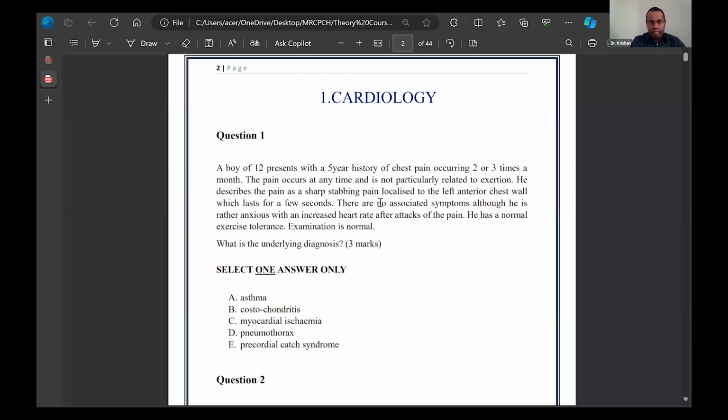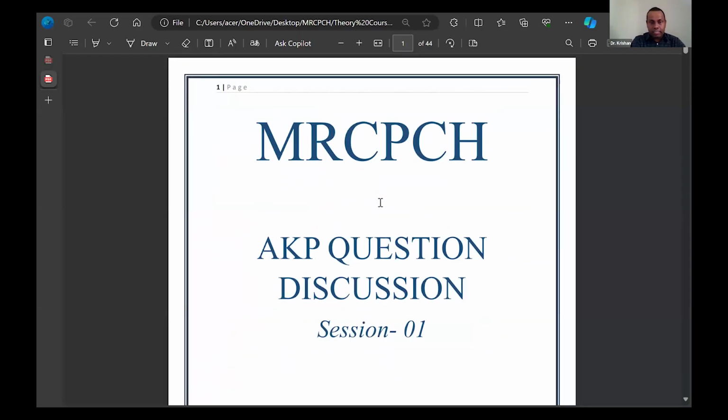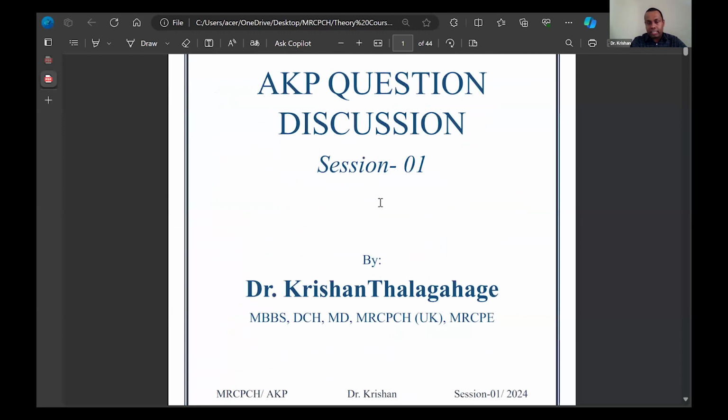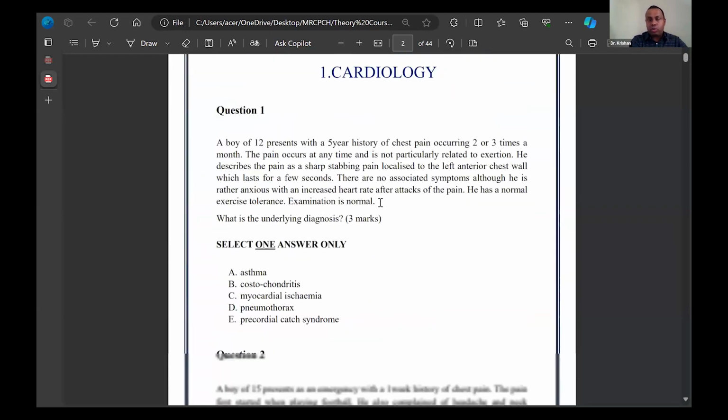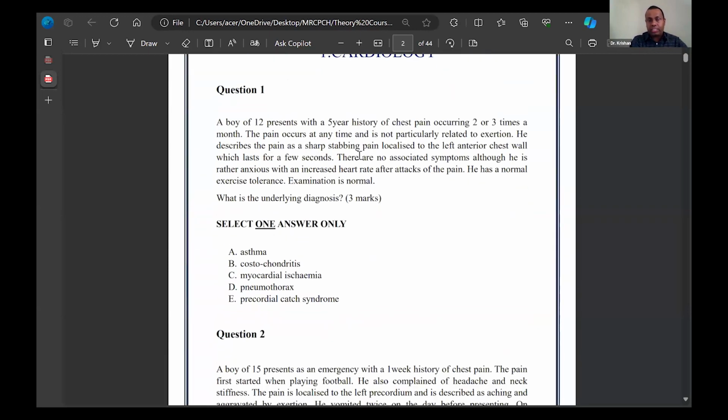Right, so if we go to the paper, this is the paper, MRCPCH AKP question discussion, right? So this is session 1. Okay, so we will go through some questions. There are 50 questions in this document, but we will not discuss all 50. From time to time, I might skip depending on how lengthy the question is.